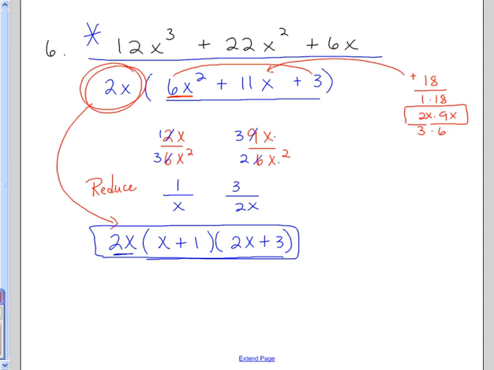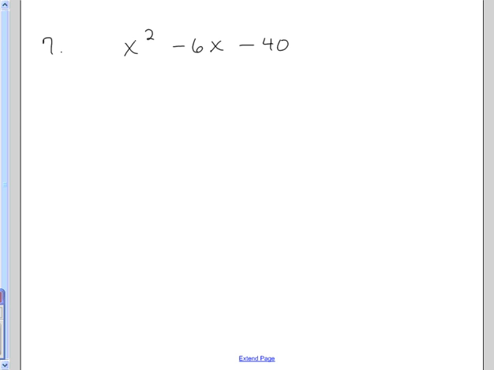Okay. Number 7 is the last problem on your handout. X squared minus 6x minus 40. Now this one looks just like what we did in the previous section of videos. There is an understood 1 that's in front of this. So if you would like to do all of your trinomials the same way and just be able to say, okay, if it's a trinomial, I'm going to do this, then you can. Okay, there's an understood 1, so I would say 1 times negative 40 is negative 40.